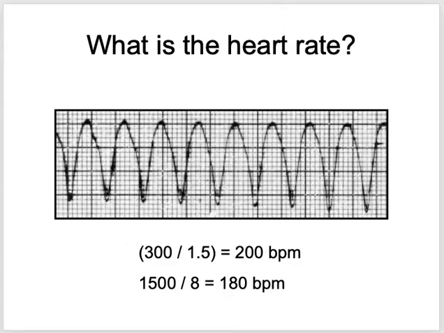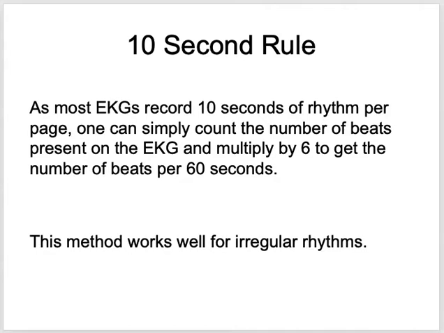So guys, when the heart rate is less than 60, we call it bradycardia. When the heart rate is more than 100, we call it tachycardia. Okay. So this is what we do, by the way.